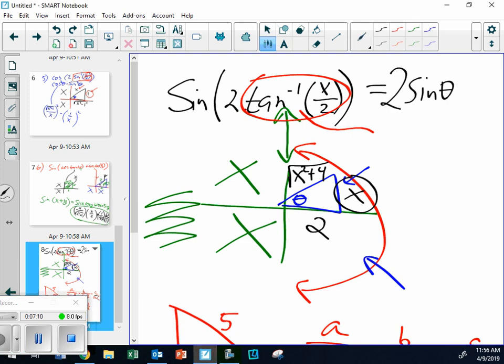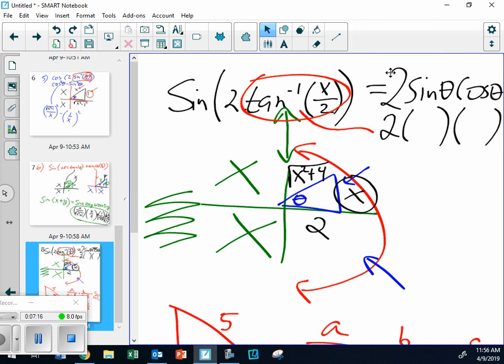2 sine theta cosine theta. So 2 times something times something. Don't overthink this. You just got to find sine of the angle and cosine of the angle. Drop them in. I'll pause for a second while you clean this up, finish it up.